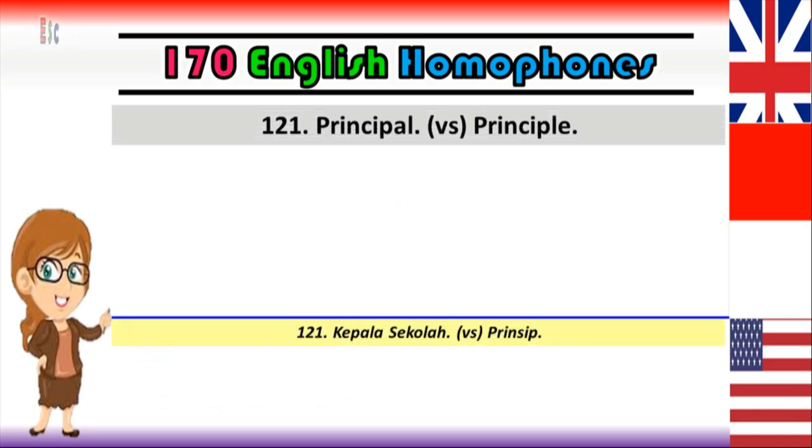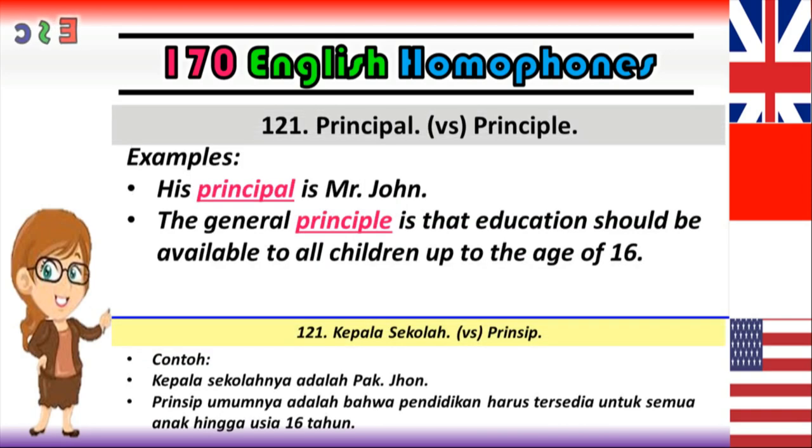121. Principal versus principle. Examples. His principal is Mr. John. The general principle is that education should be available to all children up to the age of 16.